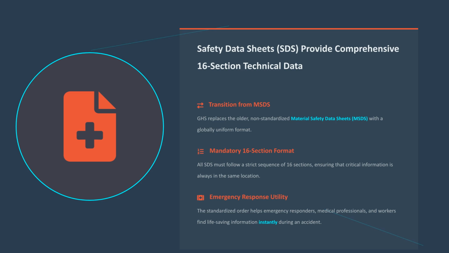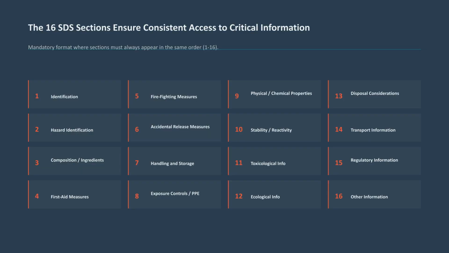This uniform format ensures that critical information is always in the same location, which is crucial for emergency response. The 16 SDS sections cover everything from identification and hazard identification to first aid measures, exposure controls, and disposal considerations. The consistent order ensures fast access to essential data.